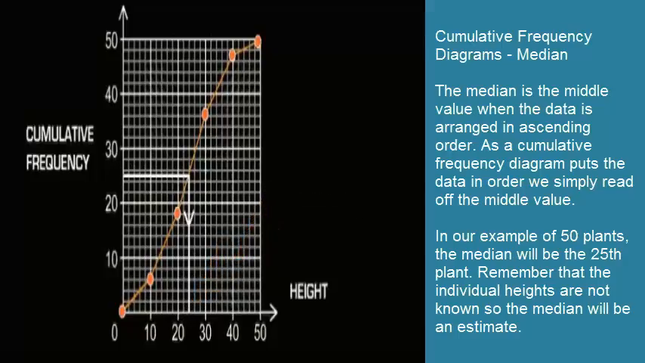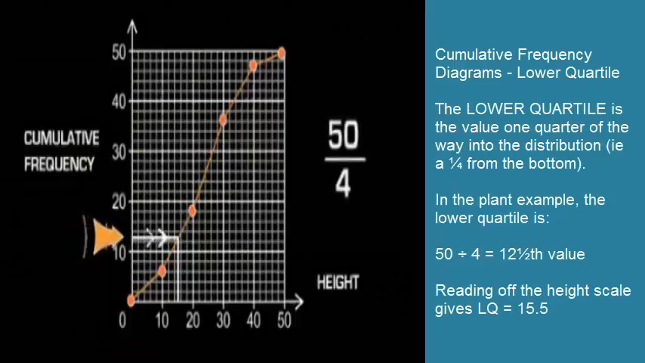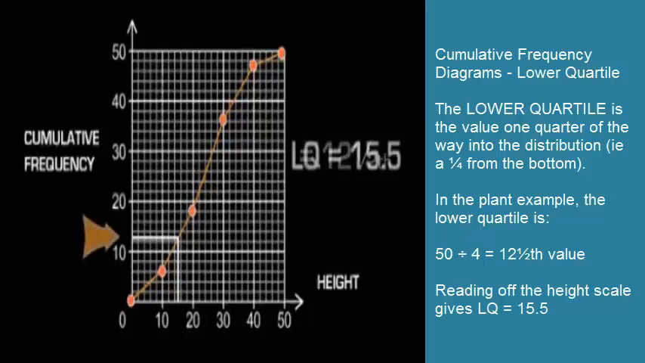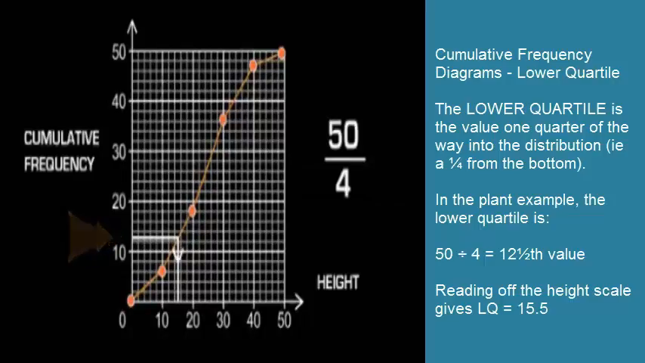In our example of 50 plants, the median will be the 25th plant. Remember that the individual heights are not known, so the median will be an estimate. The lower quartile is the value 1/4 of the way into the distribution, that is, a quarter from the bottom. In the plant example, the lower quartile is the 50 divided by 4 equals 12.5th value. Reading off the height scale gives lower quartile equals 15.5.